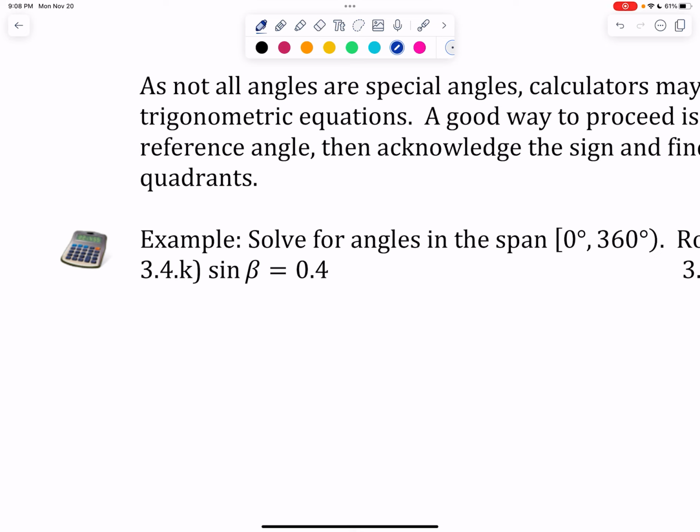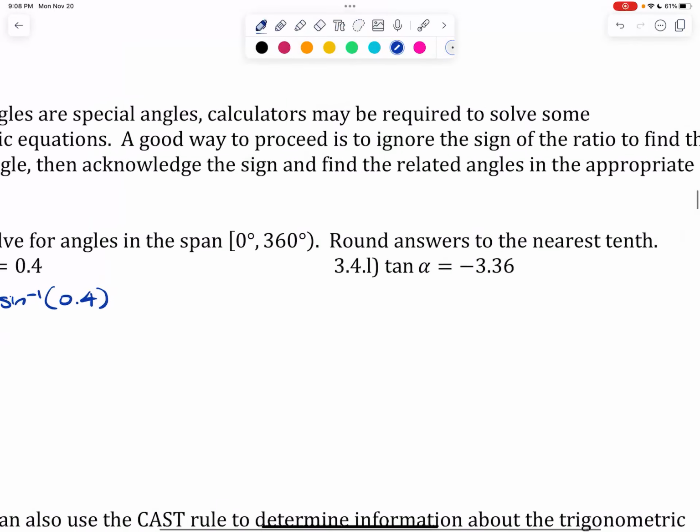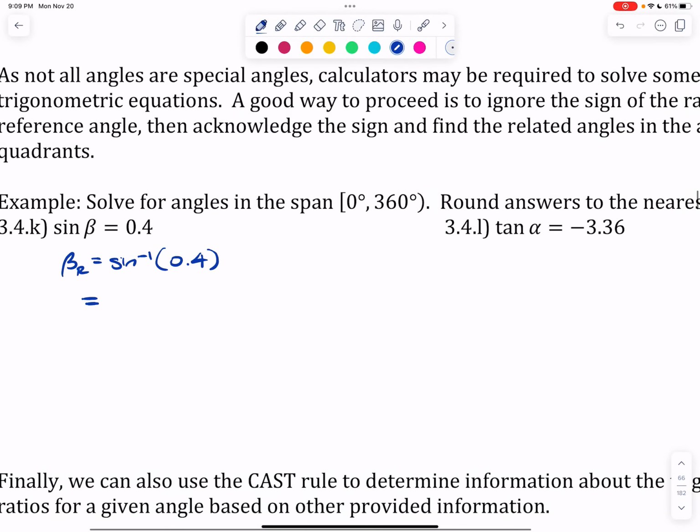For the reference angle, that's where this calculator comes in. We're going to ignore whatever sign is in front of it, whether it's positive or negative. Who cares? We're just going to look at this business of 0.4 and use that in our calculators to get the reference angle. So the reference angle is what we get when we take inverse sine of 0.4. And that gets us some value. What are we rounding to? Nearest tenth. I could do that all day. So on your calculators, you take the inverse sine of 0.4. And to one decimal place, I'm getting 23.6 degrees.